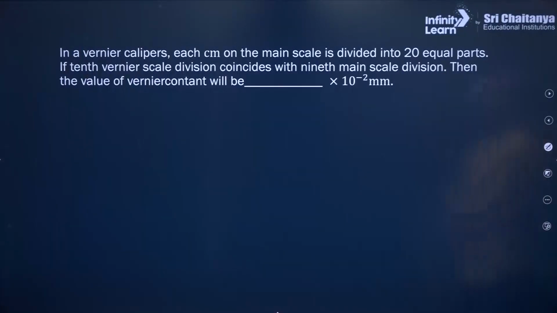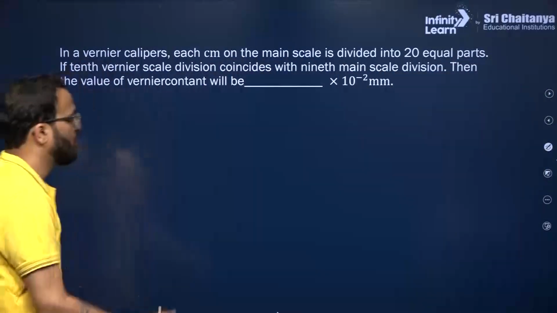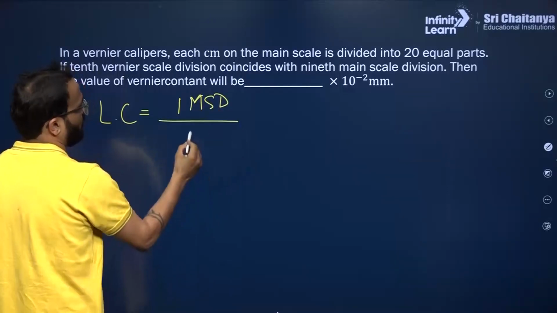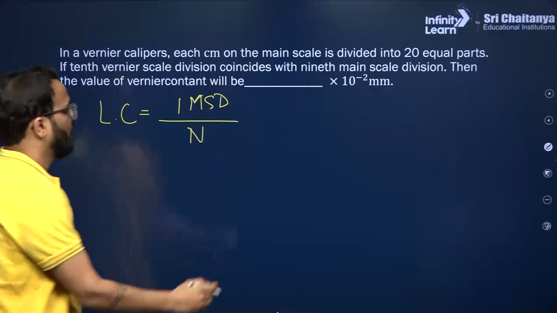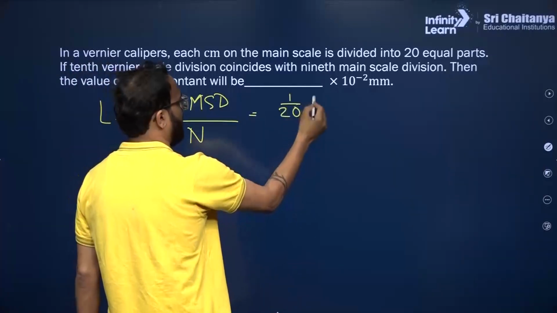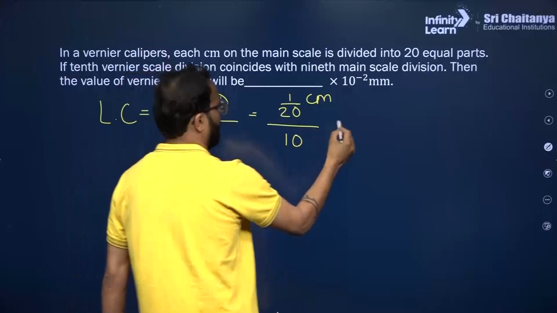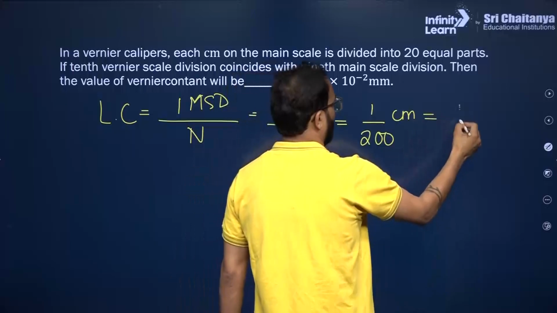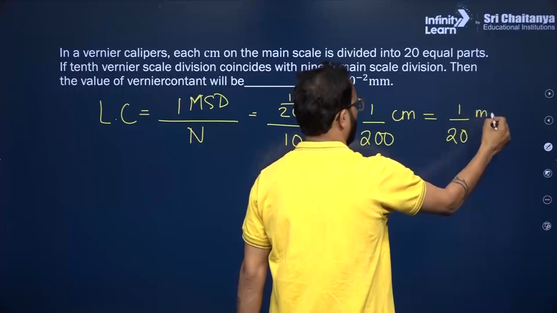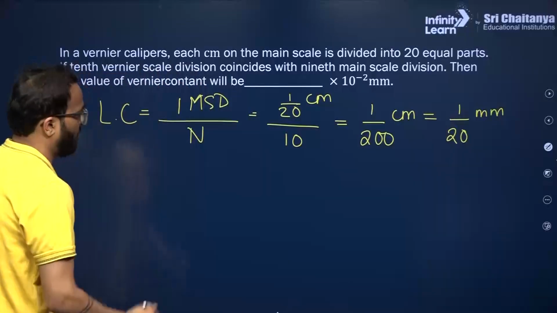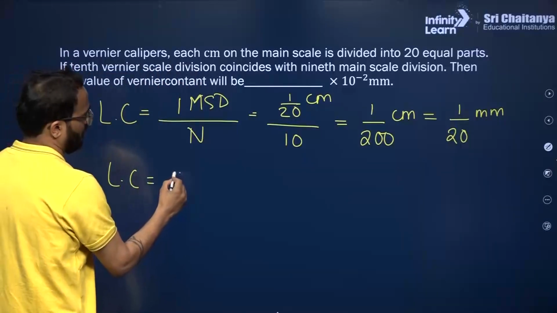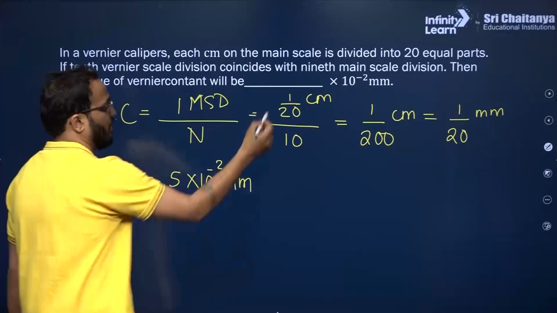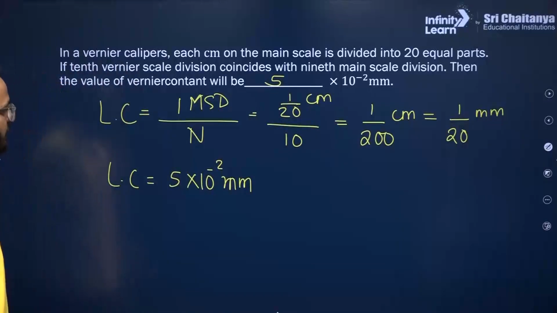No. So in vernier calipers, what is the formula of least count? Just remember, it is 1 main scale division upon the total number of divisions on the vernier scale. This is given as 1 by 20 centimeter upon 10. So it is 1 by 200 centimeter, or I can say 1 by 20 millimeter. So 1 by 20 millimeter means 5 into 10 to the power minus 2 millimeter. So the answer will be 5. Clear?